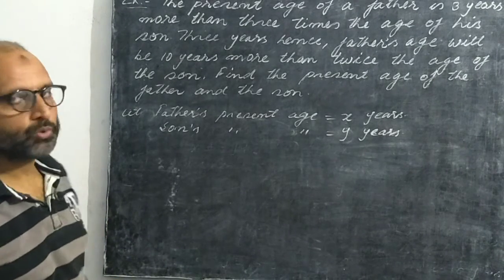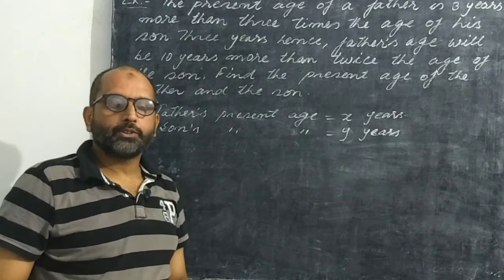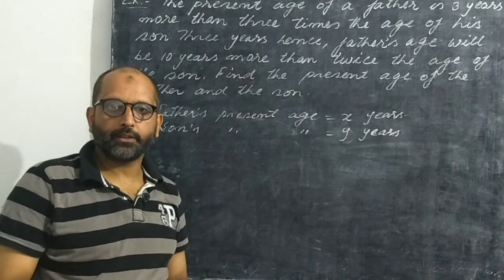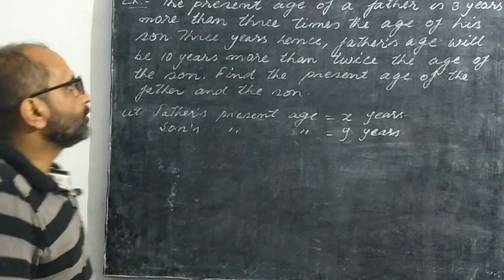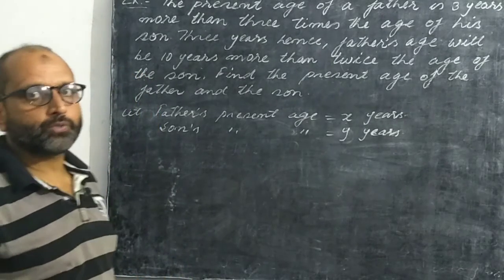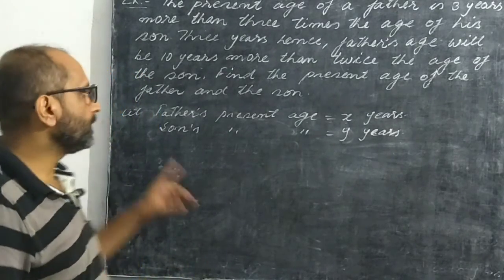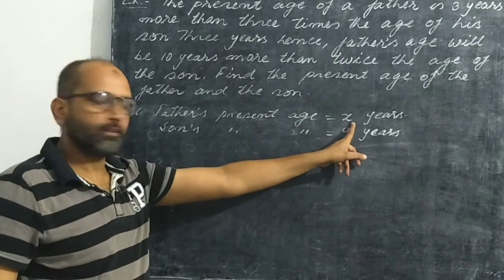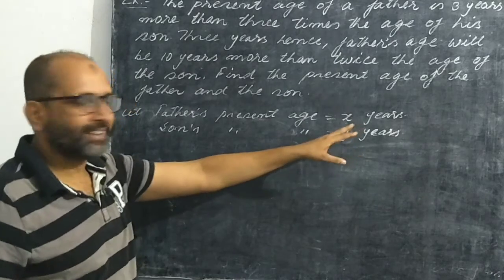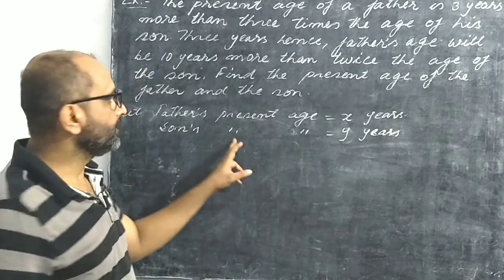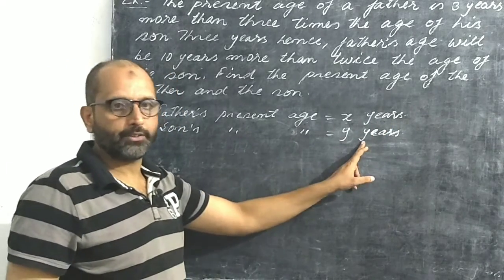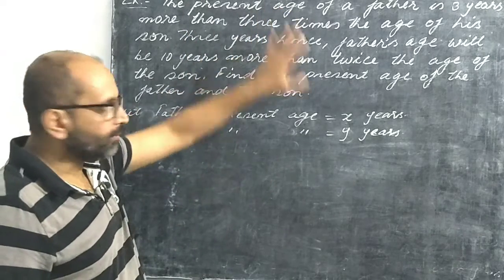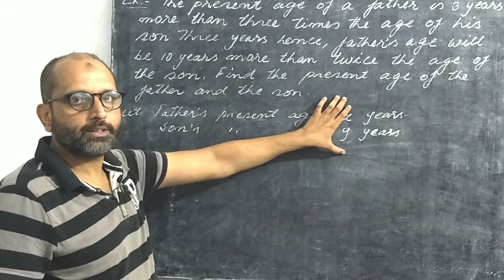So the key point to solve a problem on ages is, first we assume the present age of the characters given in the word problem. There are two characters in this problem, one is father and the other is son. So the first step must be the father's present age. We may assume it as X years, and son's present age is Y years. Now we have to apply the conditions given in the problem on these present ages.